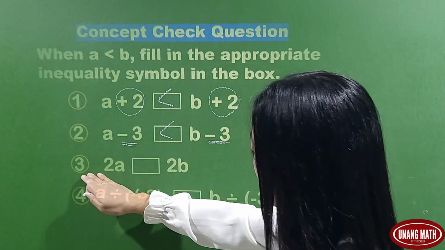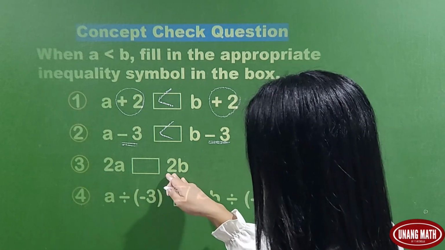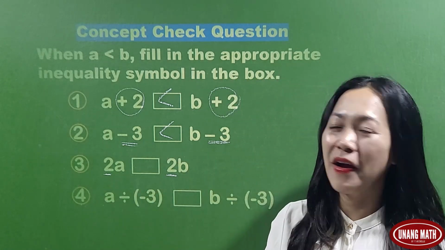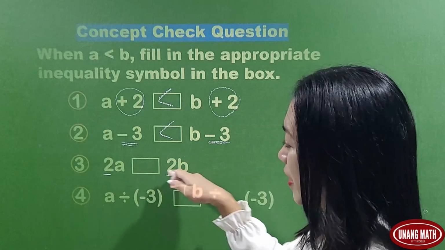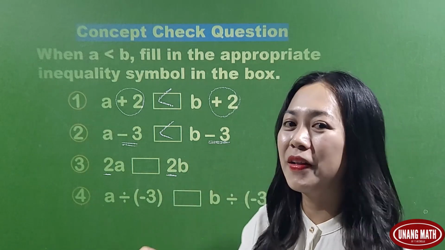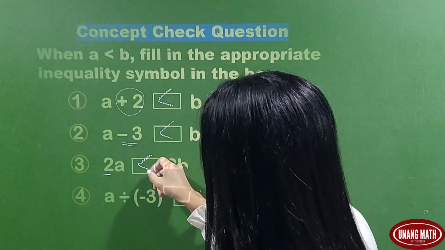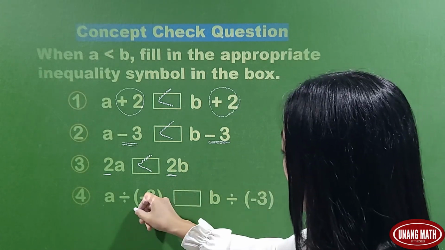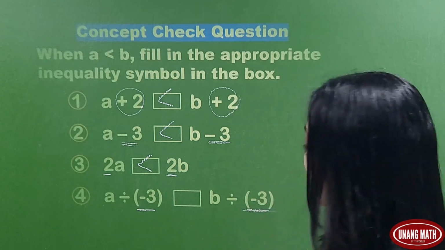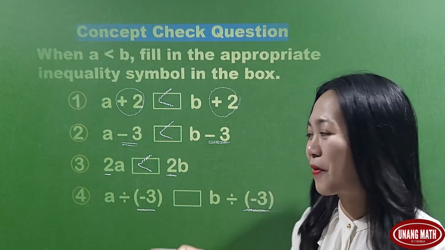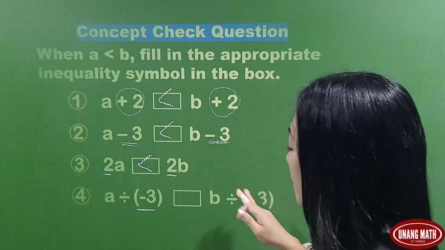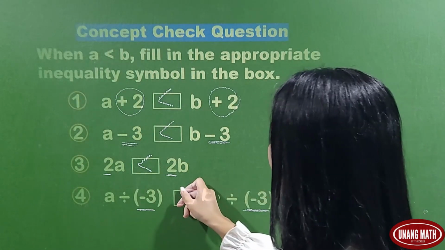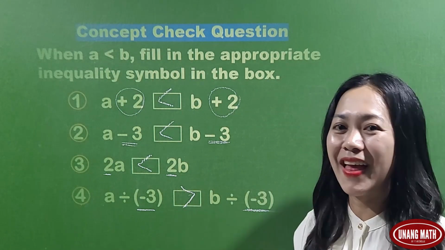Okay, what about number 3? 2A, or 2 times A, here's 2 times B. So we multiplied the same positive number on both sides of the inequality. So our symbol doesn't change. So this is still less than. Okay, what about number 4? Here, we divided both sides of the inequality by the same negative number. In this case, it will no longer be less than, but now a greater than sign.